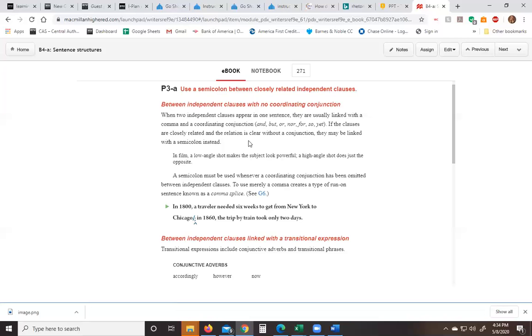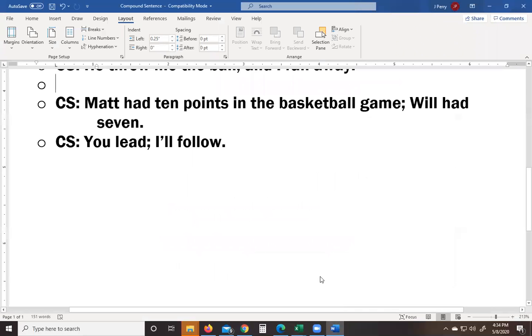So they give an example right here. If you don't have that, if you just have a comma between the two independent clauses, what you have is a comma splice, and that's a big no-no. Okay, so in 1800, a traveler needed 6 weeks to get from New York to Chicago. In 1860, the trip took only 2 days. So if we look at my examples here, Matt had 7 points in the basketball game. Will had 7. We don't say, well, did Will have 7 apples? We know it's kind of implied that Will had 7 points in the basketball game. It's kind of implied, and there you can see the relationship.